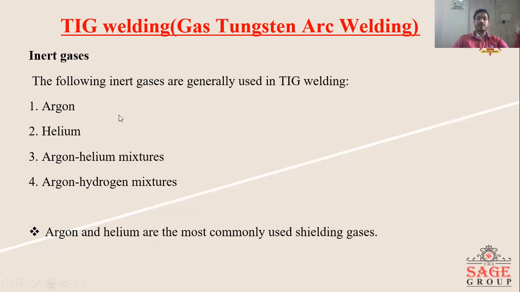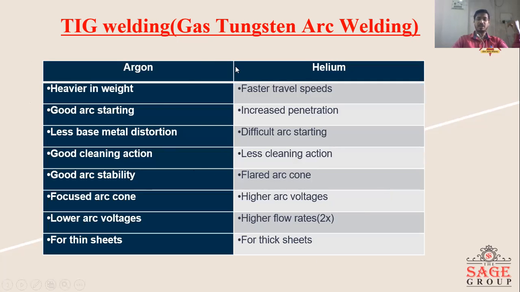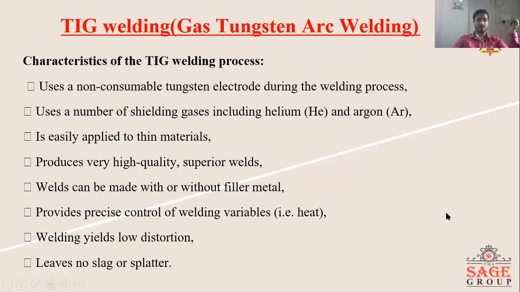Inert gases: the following inert gases are generally used in TIG welding: argon, helium. Third one is argon-helium mixture. Fourth one is argon-hydrogen mixture. Mostly argon and helium are the most commonly used shielding gases. So these are the characteristics or differences between argon and helium gases, right? Why should we use argon gas and why should we use helium gas? Here are characteristics used to select helium or argon gases.